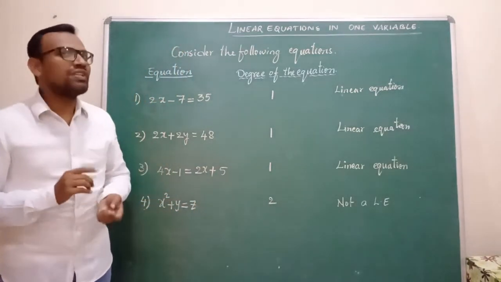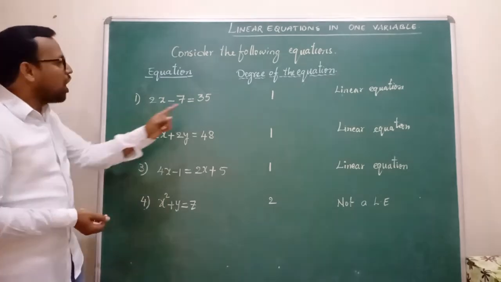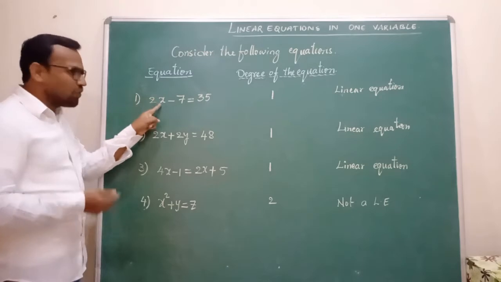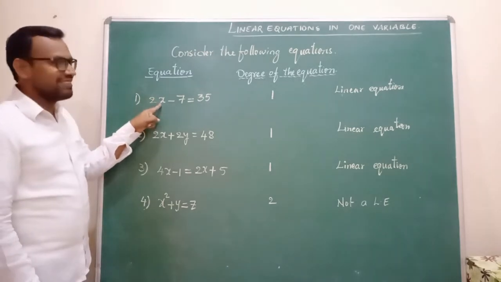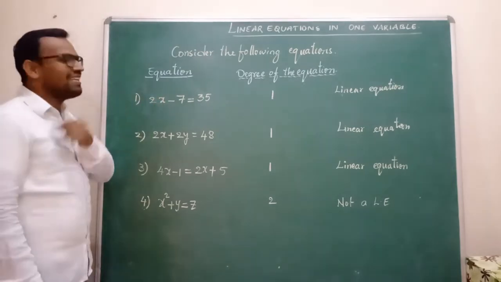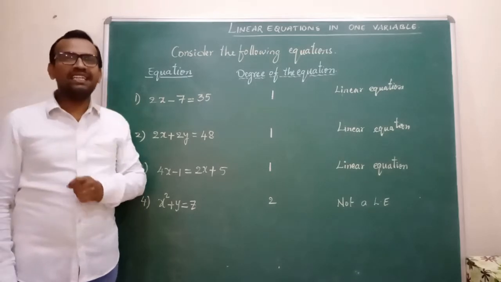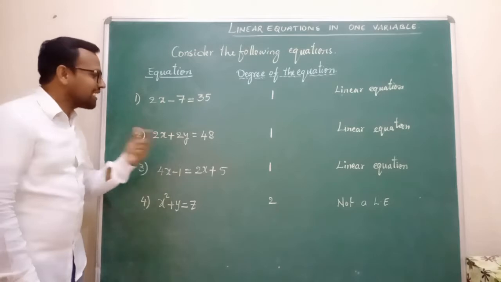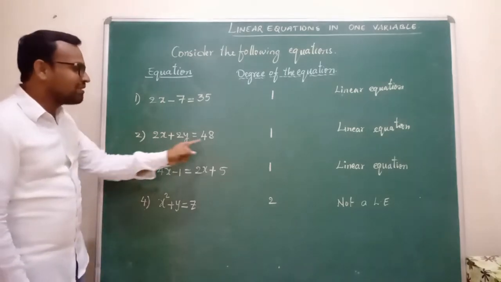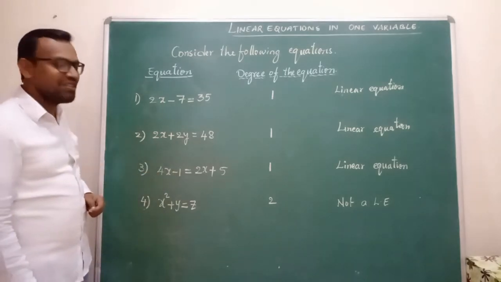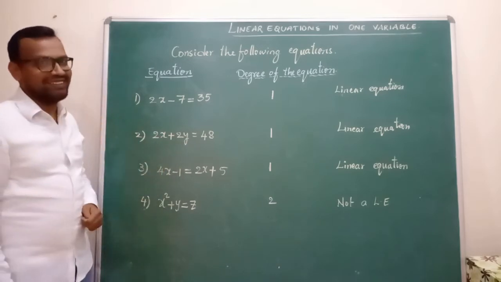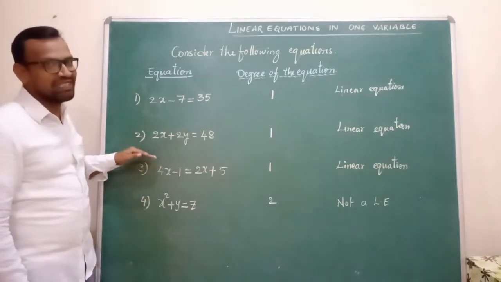Now, one more thing, let us check. How many variables are there in this linear equation? Only one variable, that is x. So we can say that this equation is a linear equation in one variable. And what about the second one? How many variables are there in this linear equation? x, y. Two variables are there. So it is not a linear equation in one variable.